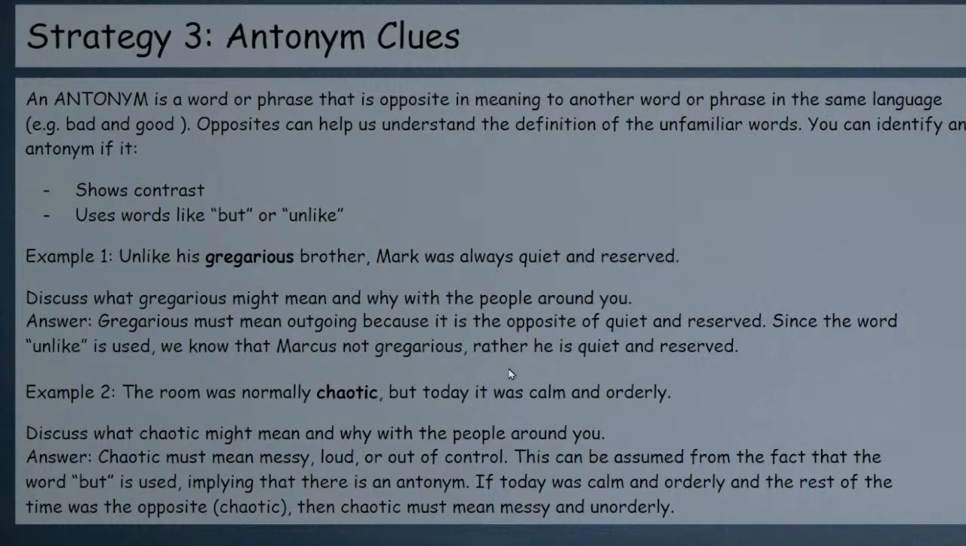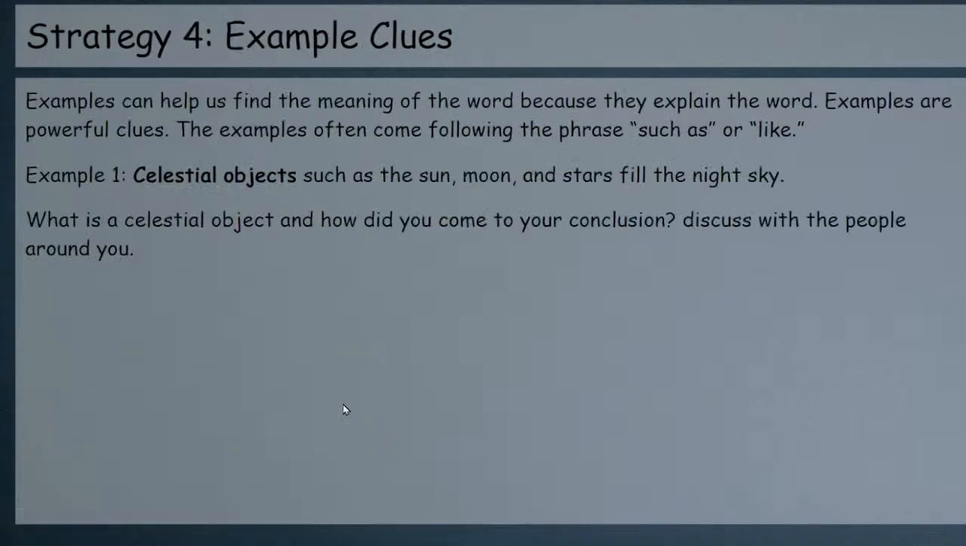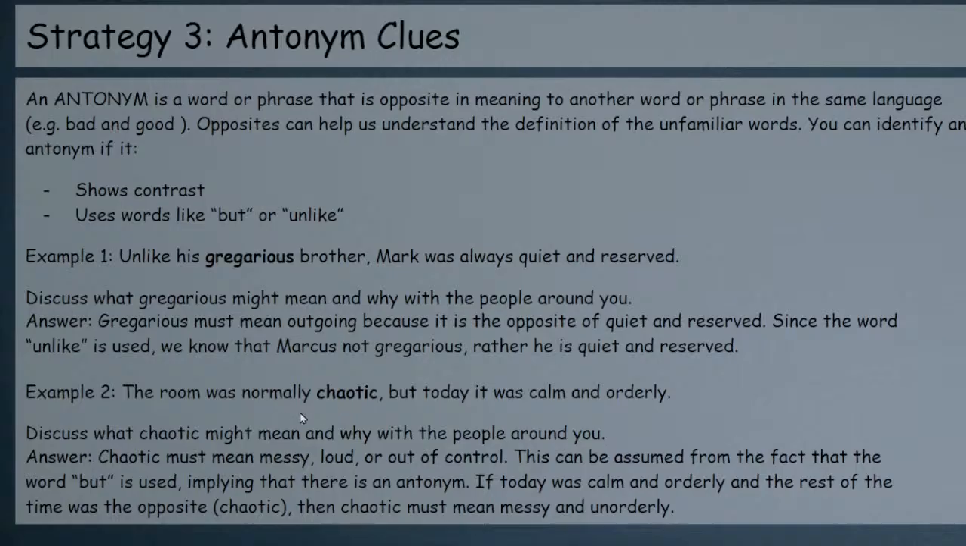Here, if you look in the sentence, the word but is used. The room was normally chaotic, meaning that if it's normally chaotic, it's always chaotic. But today, if it's different from all days, it says calm and orderly. Calm and orderly should be the opposite, meaning it's the antonym of chaotic, because the word but is used, right? So chaotic must mean messy and unorderly. The opposite of calm and orderly is messy and unorderly, right?